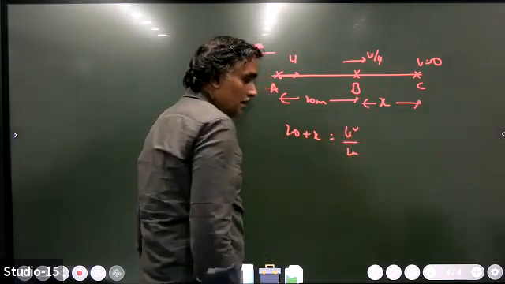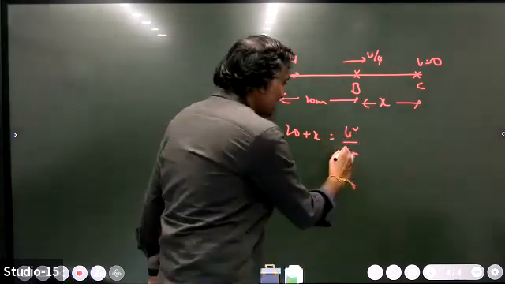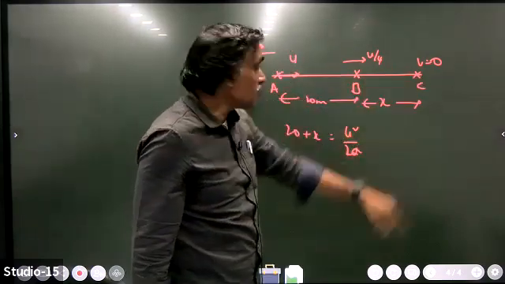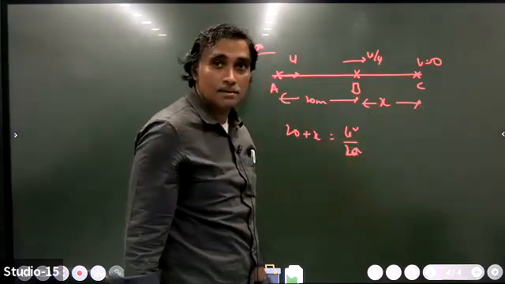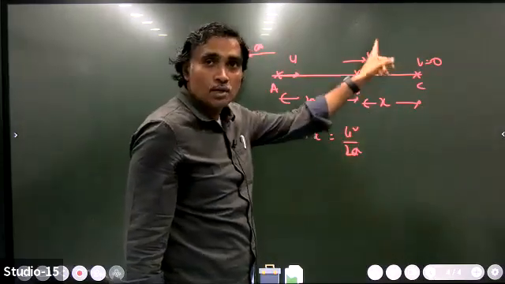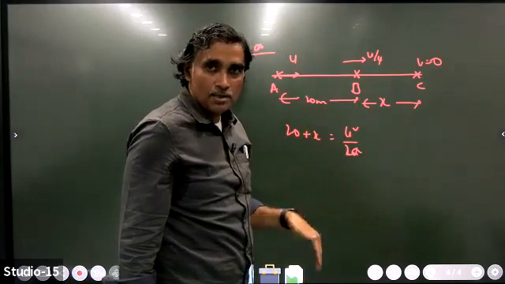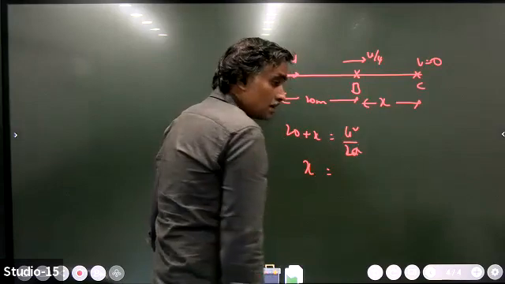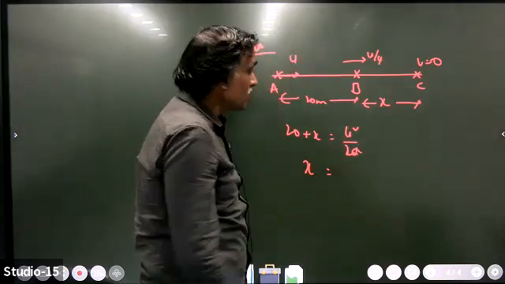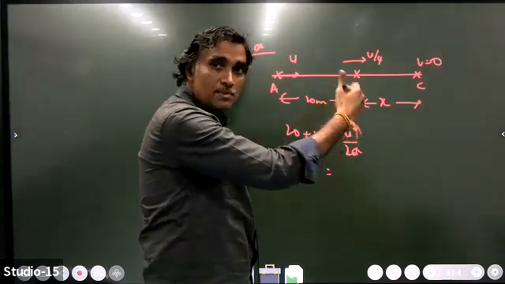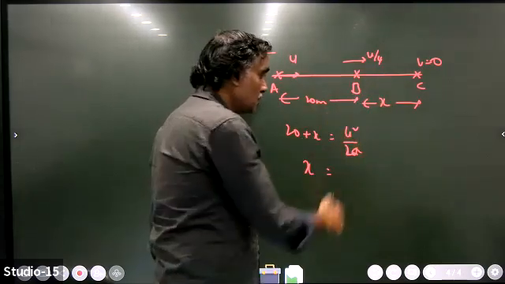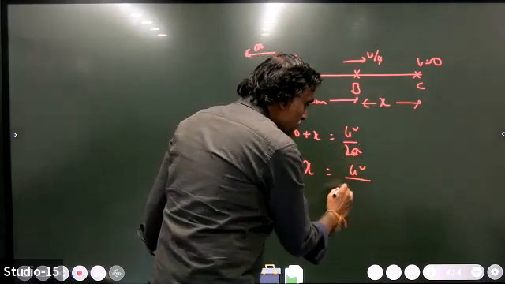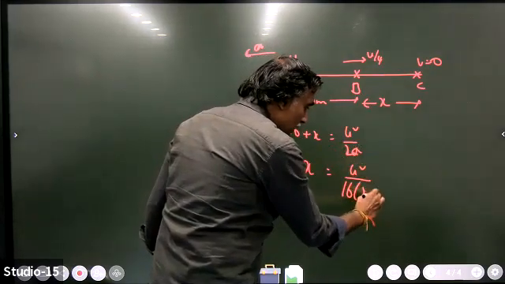Next, we are considering motion from B to C. Then what is the stopping distance? x. What is the initial velocity? u/4. Retardation is the same a. Then x is equal to initial velocity square by 2a. If you consider motion from B to C, velocity at B becomes the initial velocity, that is u/4. So u/4 whole square by 2a. u by 4 whole square means u square by 16, by 2a.